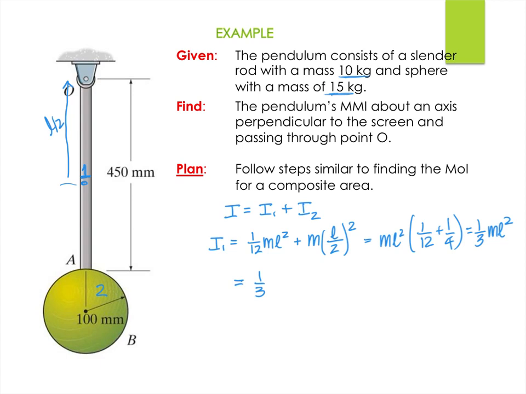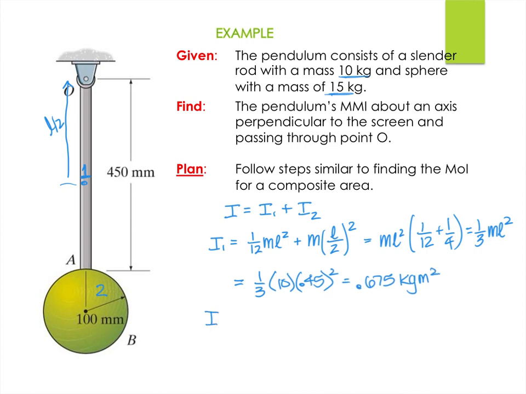All right, let's put in values. The rod has a mass of 10 kilograms and a length of 450 millimeters. I'm going to change this into meters, and I get a moment of inertia of 0.675 kilograms meters squared.